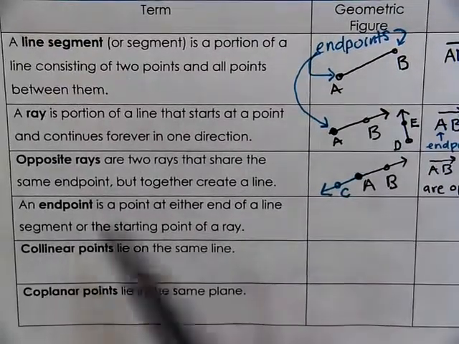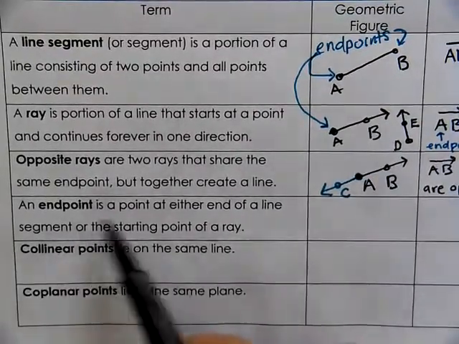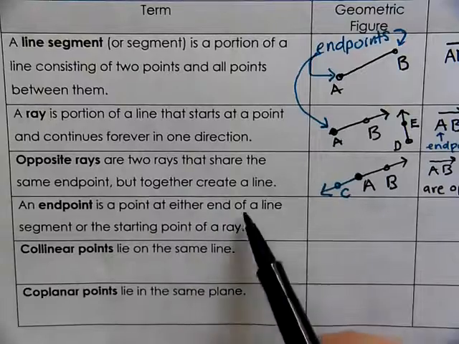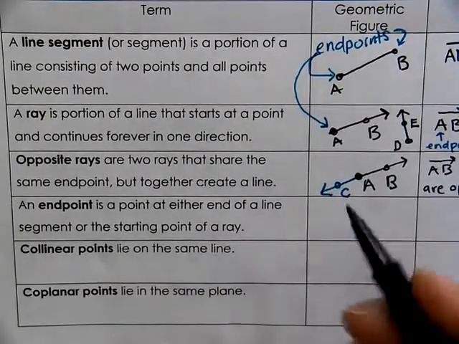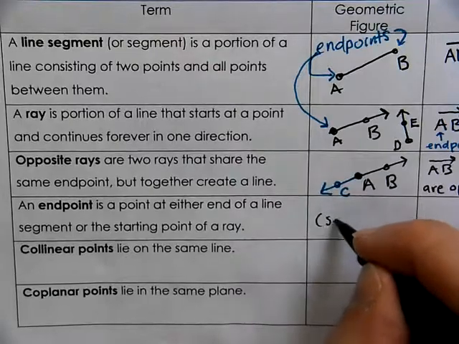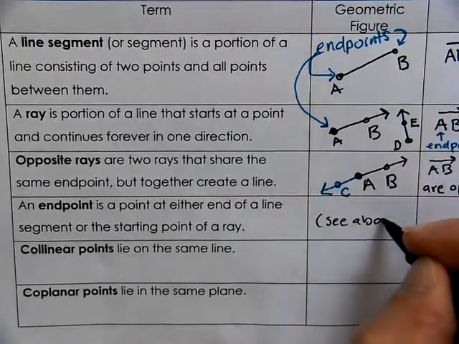We've already talked about endpoints. We've diagrammed them up here. An endpoint is a point at either end of a line or the starting point of a ray. And so I'll just say see above, since we already talked about those.